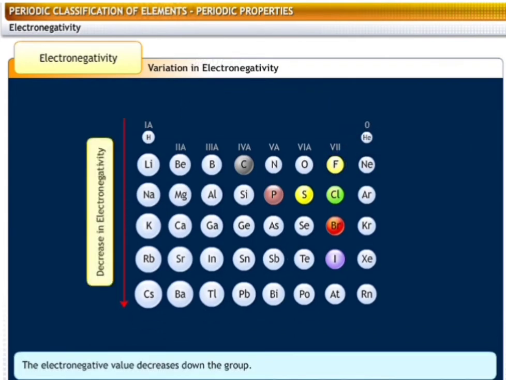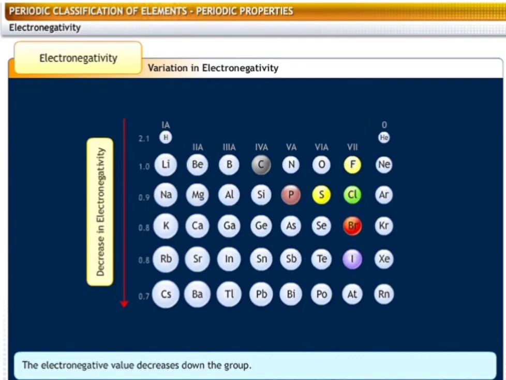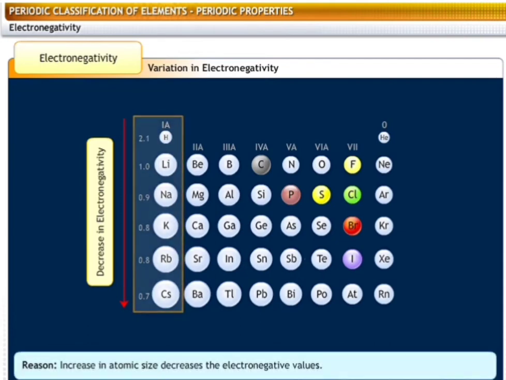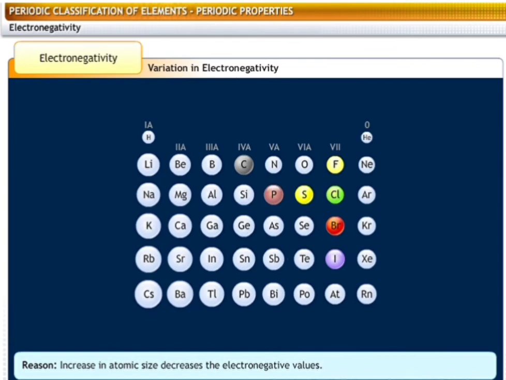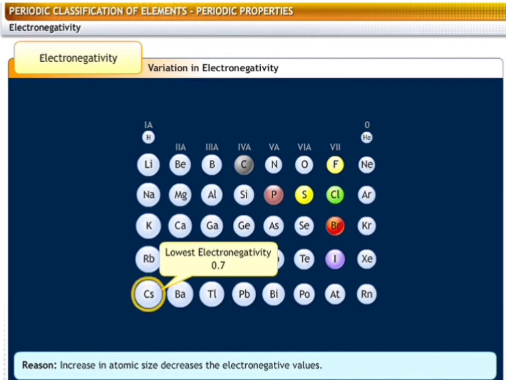Down a group, the tendency to attract the electron pair, or electronegativity, decreases as atomic size increases. In the periodic table, alkali metals possess very low electronegativity values. Cesium has the lowest electronegativity value of 0.7.